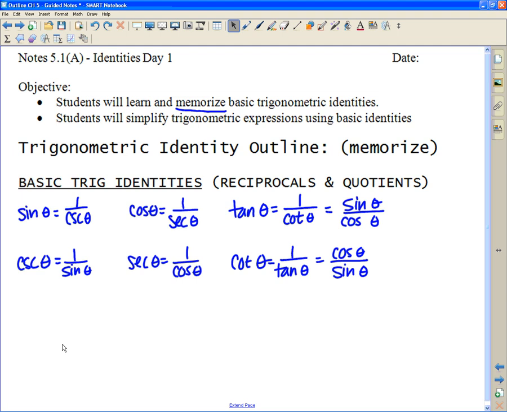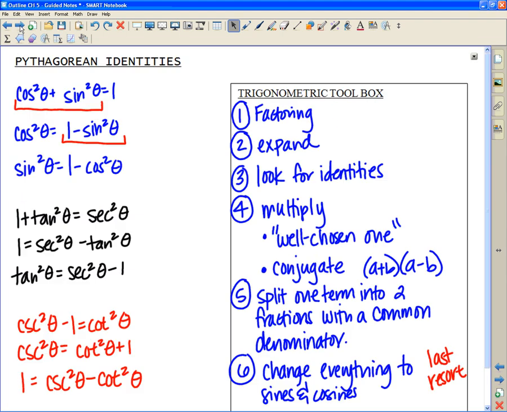Hello, pre-calc honors. I want you to go to your notes 5.1a, which was identities day 1. On our trig identity outline, I actually forgot to finish one last part. So we're going to start this video lesson with the end of this sheet. We talked about basic trig identities, Pythagorean identities. We filled in our trig toolbox.